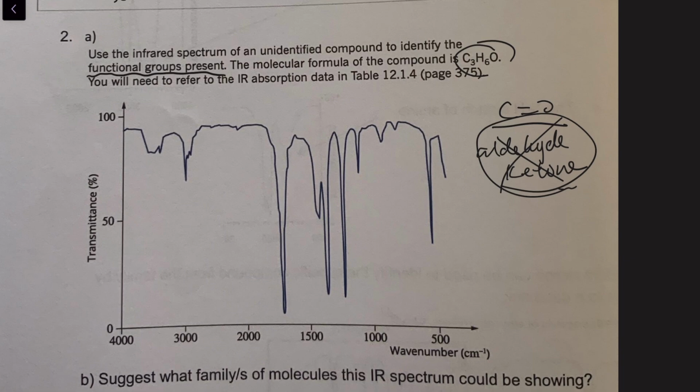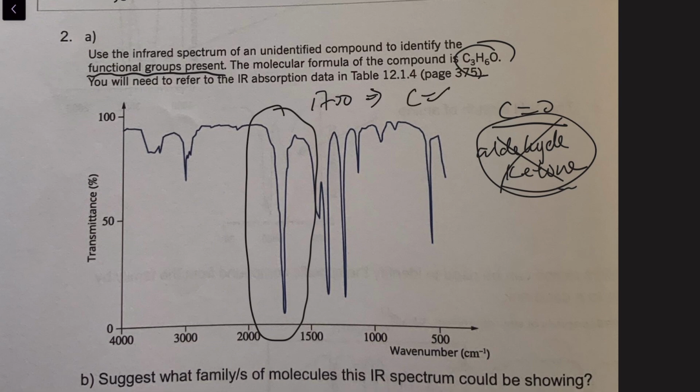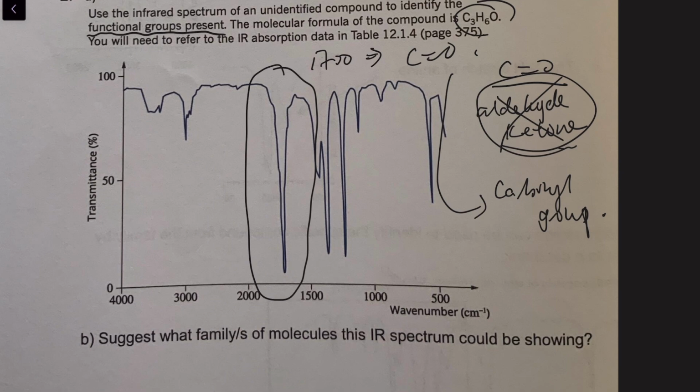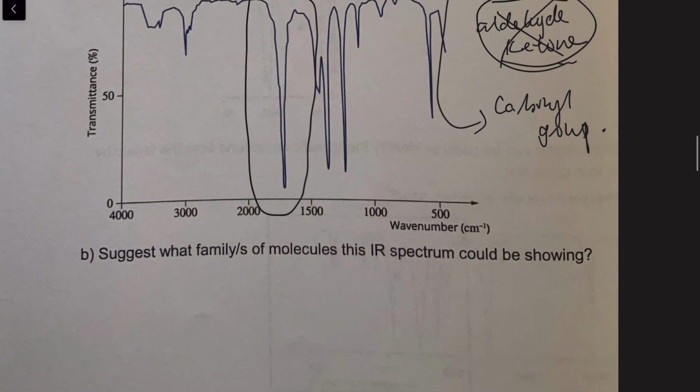Again, this characteristic big trough at around 1700 means we have the C=O double bond. So what is the name of this group? This is called carbonyl group. Don't write carboxyl group, because carboxyl group is for the acid. And the next question, which families of molecules? So it's ketone, aldehyde.